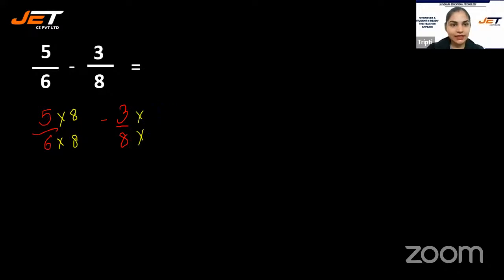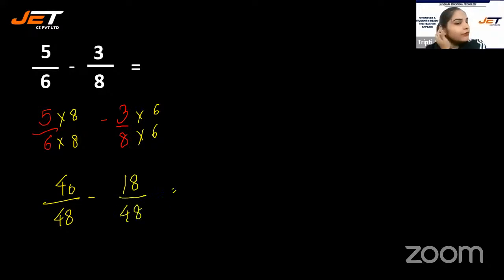Multiplying 8, and here I'll multiply 6. 5 times 8 is 40. 6 times 8 is 48. Minus 3 times 6 is 18. 8 times 6 is 48. 40 minus 18. Here we got 22 by 48.